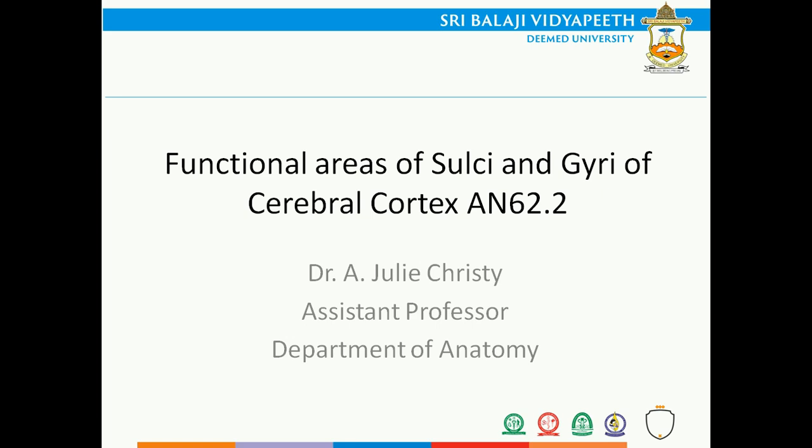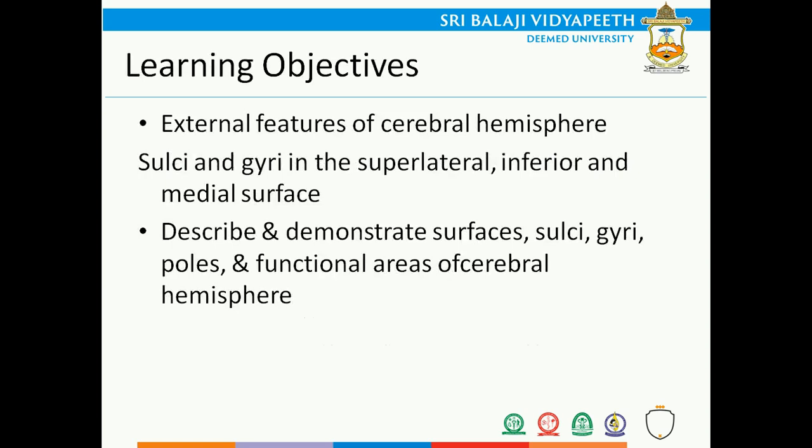In today's class we will first learn about the different sulci and gyri. Then we will also talk about the functional areas of the brain. Today's learning objectives are the external features of the cerebral hemisphere, the sulci and gyri in the supralateral surface of the brain, and the inferior and medial surfaces of the brain. We will also look at the poles of the brain and the functional areas of the cerebral hemisphere.